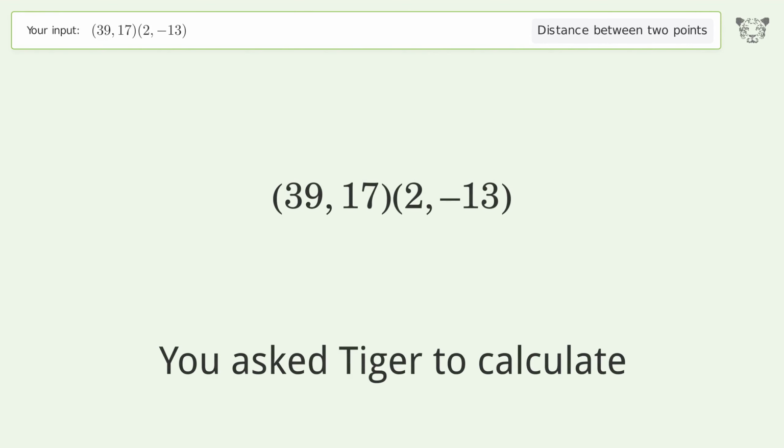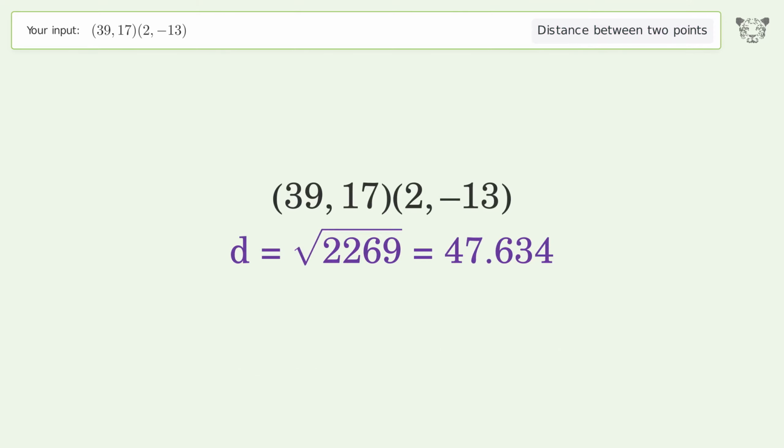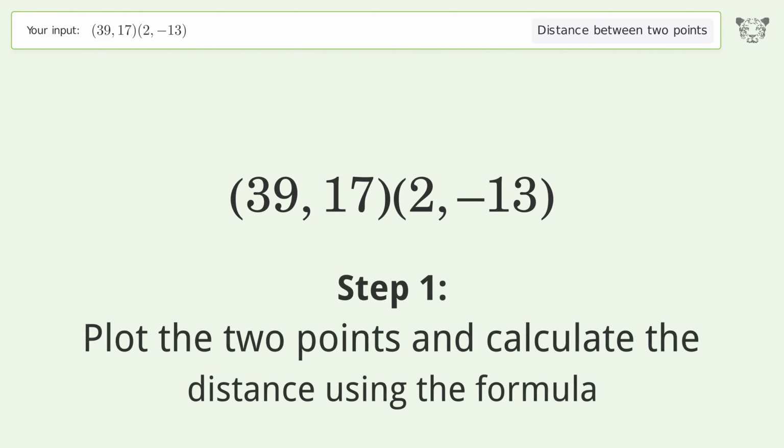You ask Tiger to calculate. This deals with the distance between 2 points. The distance between the 2 points is the square root of 2269, or 47.634. Let's solve it step by step. Plot the 2 points and calculate the distance using the formula.